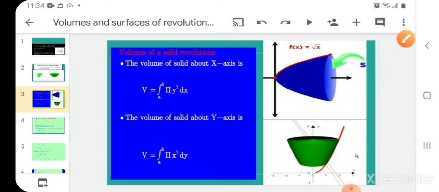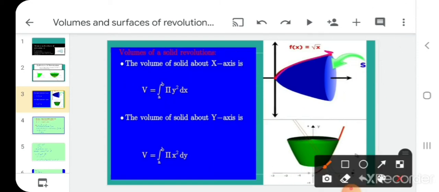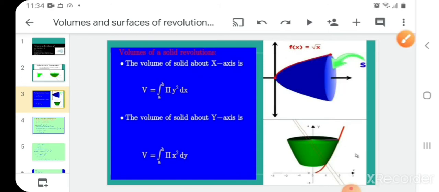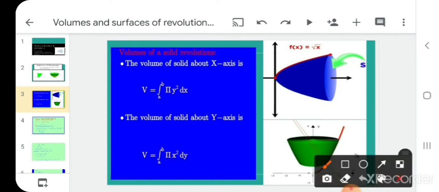See here, this pink line denotes a curve. Which curve? That one, f of x equals root x. This curve revolves around the x-axis like this. This blue solid shape denotes the solid generated by the curve revolving around the x-axis. Similarly, this green shape is obtained by revolving the curve around the y-axis.